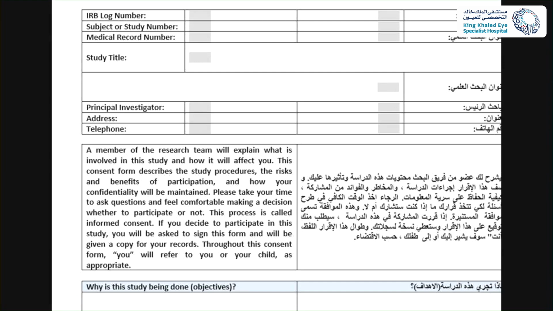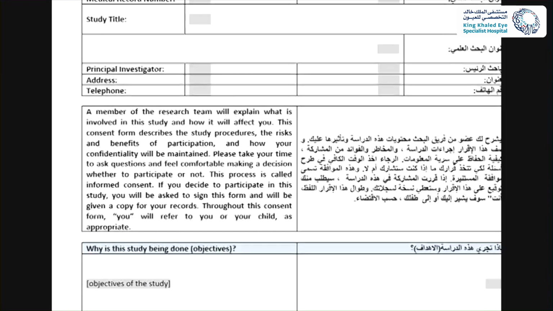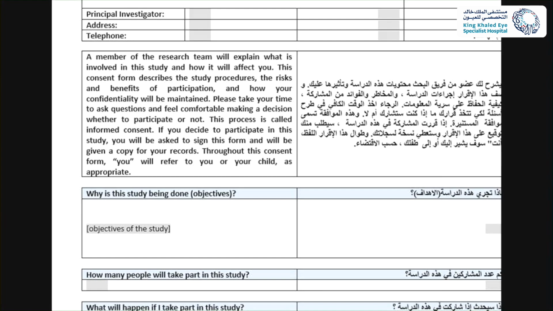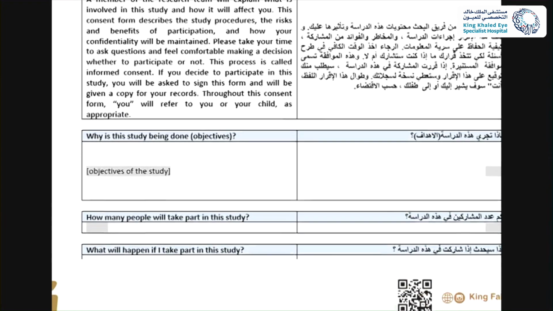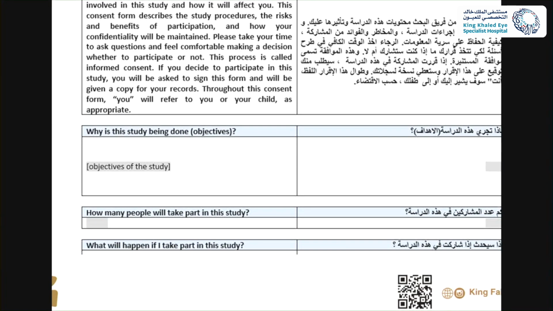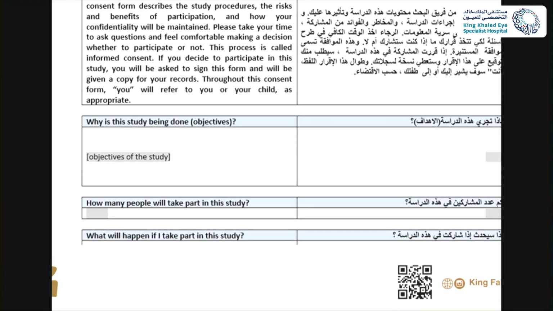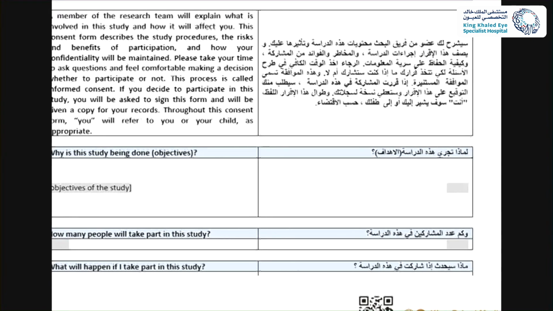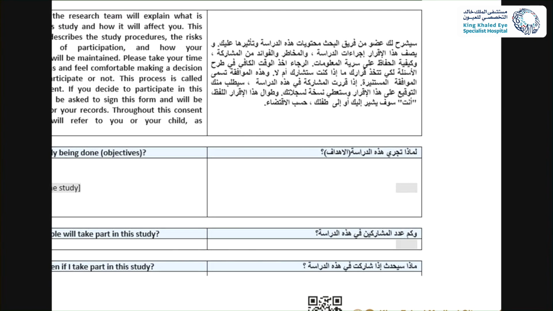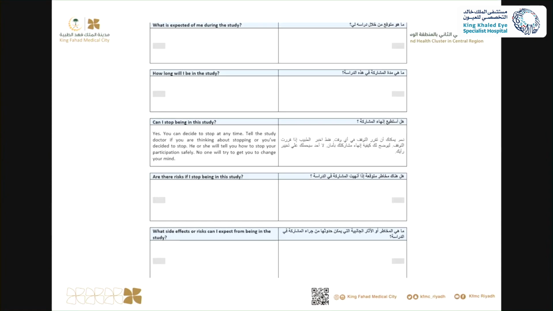A member of the research team will explain to you what is involved in the study. You need to tell them a bit of the background of the study. Why is this study being done? The objectives, how many people will take part in the study, it's their right to know. Maybe it's 2 or 3, maybe it's 100. What will happen if I take part in this study? What is expected of me during the study? Is it clear?